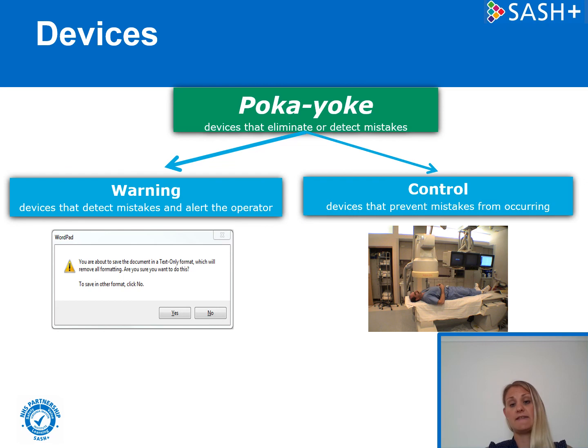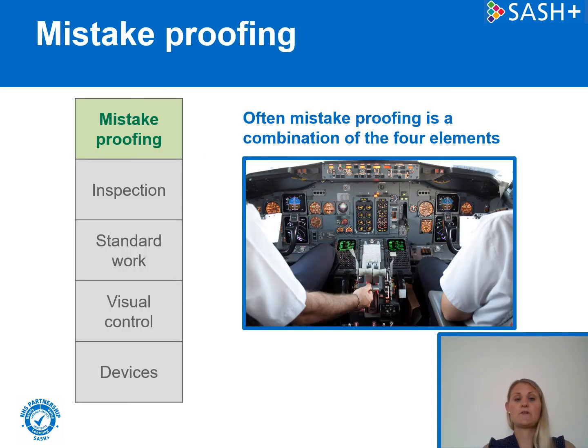i.e. in theatres, the cath lab equipment will stop before it crushes the patient when it's being repositioned. There are sensors which enable this to be stopped. So that would be a control poka-yoke. It physically stops a process. So often with mistake proofing, it's a combination of all the four elements: inspection, standard work, visual control and devices. So if you think about flying a plane, all of these elements of mistake proofing will be in place.